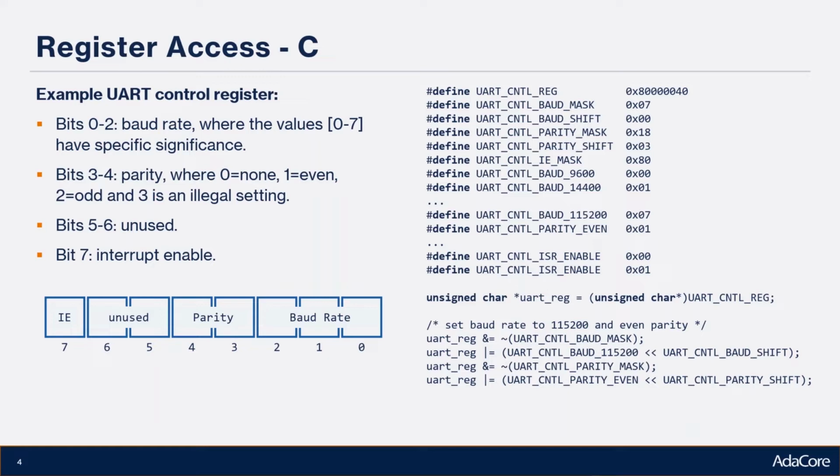Now, in the C code on the right, on the top, well, it's like 2/3 of that column, you see a bunch of constants that are defined for you to use. And then on the bottom are all of the masks and shifts for setting the baud rate and setting the parity.